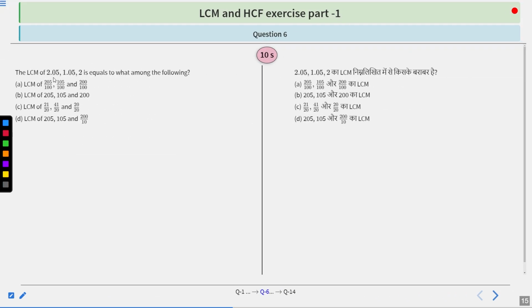The LCM of 2.05, 1.05 and 2 is equals to what among the following? And options are given to us. That is LCM of 205 upon 100, 105 upon 100 and 200 upon 100. LCM of 205, 105 and 200. LCM of 41 upon 20, 21 upon 20 and 20 upon 20. LCM of 205, 105 and 200 upon 10. So you have to find out of the 4 options, LCM of 2.05, 1.05 and 2 can be written in what form?